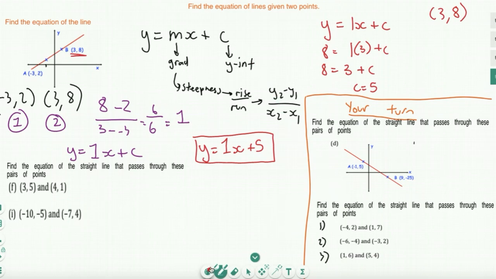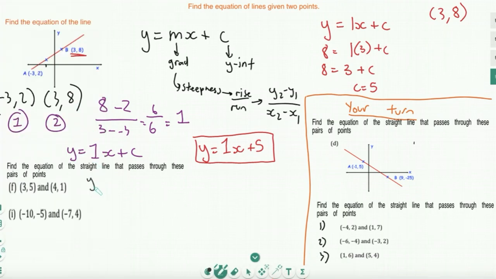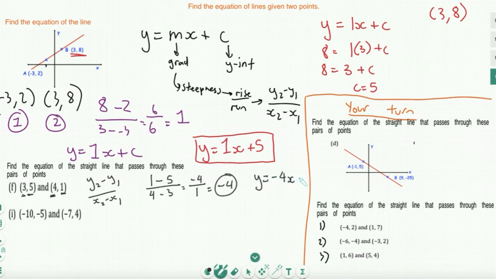Step 1, I will find the gradient first. The gradient is going to be the same formula, y2 minus y1 over x2 minus x1. So y2 is 1 minus y1 which is 5, over x2 which is 4, minus x1 which is 3. 1 minus 5 is -4. 4 minus 3 is 1. -4 divided by 1 is just -4. So that's our gradient. So straight away we know it's going to be y equals -4x plus c. We don't know what the y-intercept is.